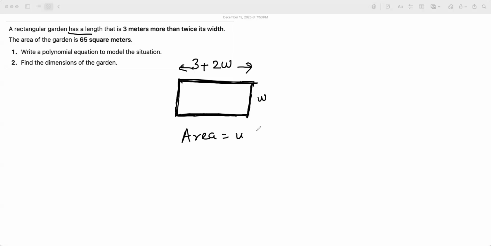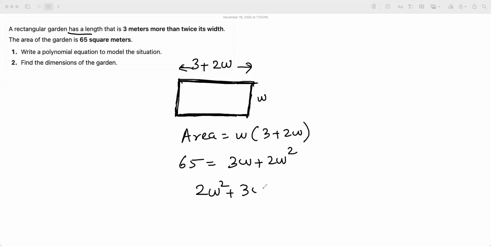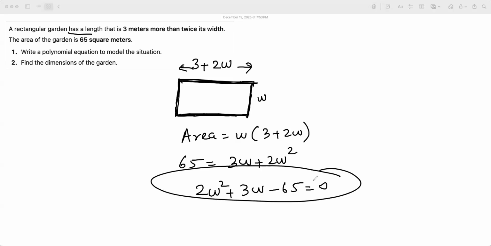Area will be equal to W times (3 plus 2W), right? Area is given as 65. So 3W plus 2W squared. So that becomes a polynomial, right? 2W squared plus 3W minus 65 equal to 0. Solve this, you get the answer. How do you solve? The easiest way right now is using the quadratic formula.